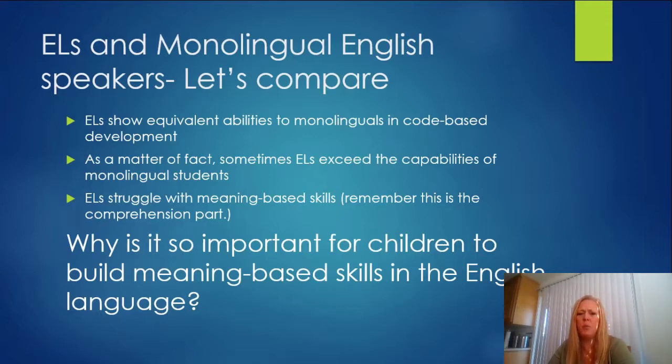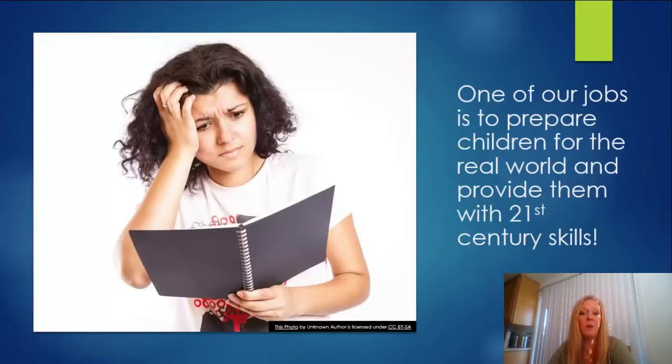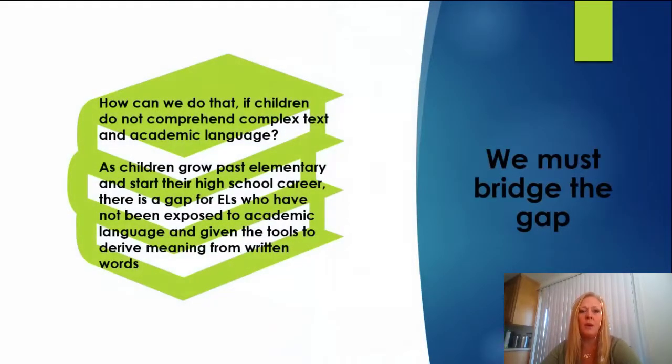So why is it important for children to build meaning-based skills in the English language? It's our job. One of our jobs is to prepare children for the real world and to provide them with 21st century skills. And we've heard this over and over again in our classrooms. We need to support our children so that they can comprehend complex academic text. Now, how do we do that? If children do not comprehend complex text in academic language, how can we as educators provide this for them?